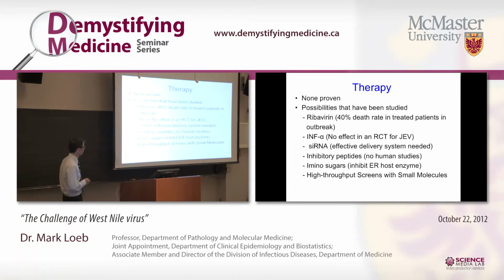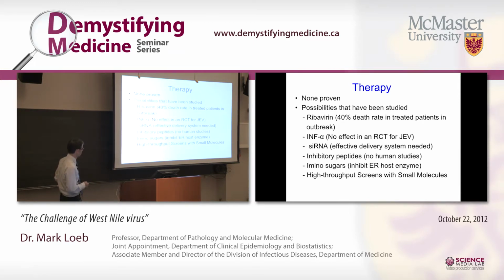Ribavirin, which can be used for RSV, was tested in one outbreak in Israel where the death rate was about 40% in treated patients, so it's not very promising if you're using it during an outbreak of West Nile and people are dying at a very high rate. Interferon alpha, which one would think, because of its inducing an antiviral state, might have an effect, had no effect whatsoever in a randomized controlled trial for Japanese encephalitis virus, so that lowers the possibility that it might have an effect for West Nile.